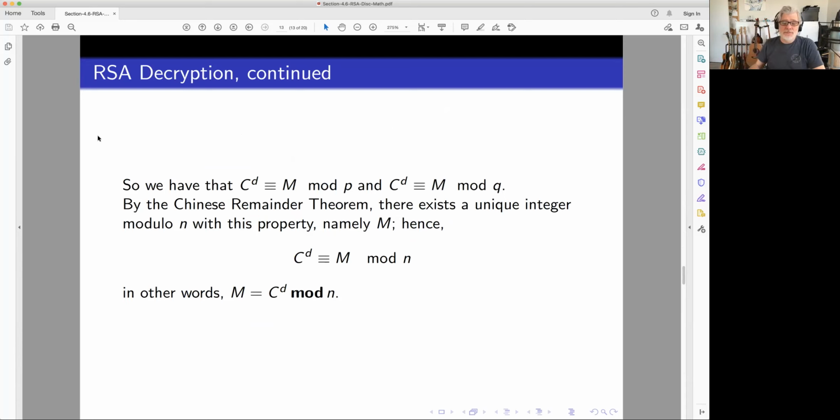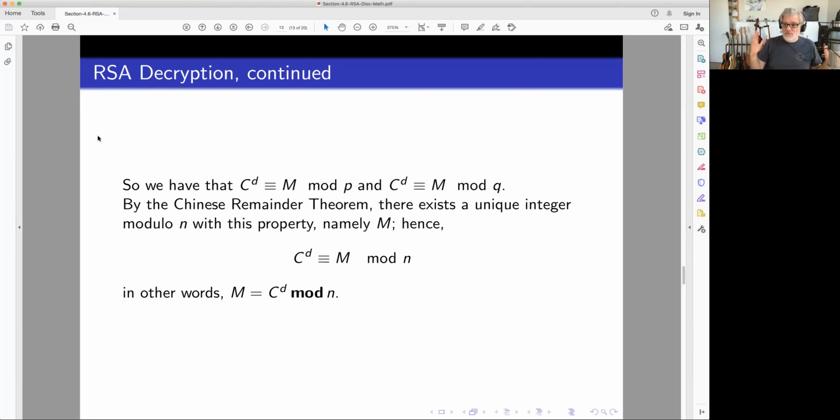C to the power D is congruent to M mod P, and it's congruent to M mod Q, all right? But what does the Chinese remainder theorem say? It says that there is exactly one integer between 1 and little n that has this property, okay? And so that has to be m.